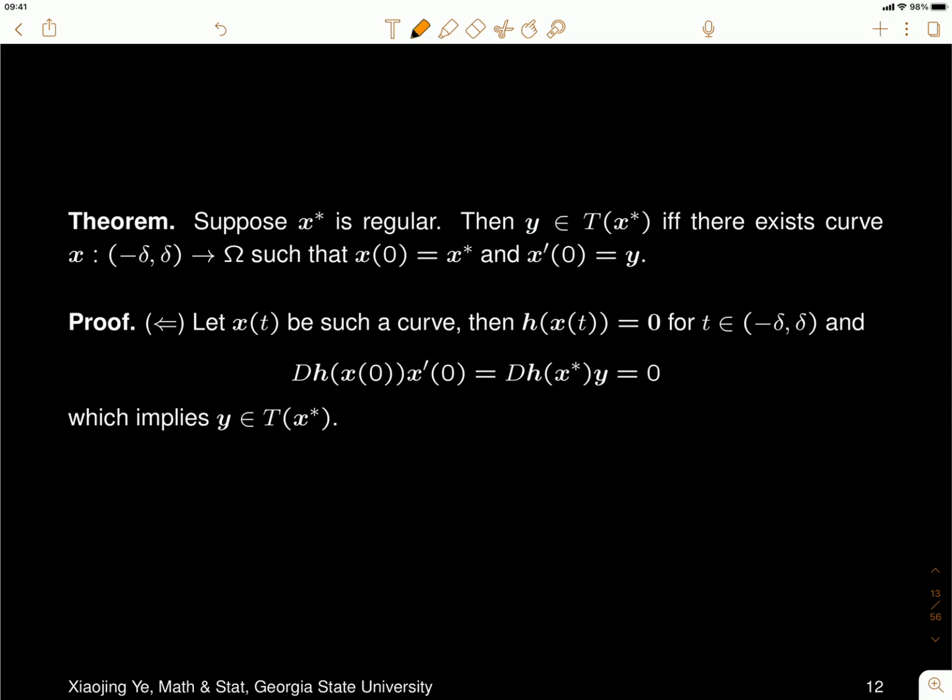By that we mean, again, the Jacobian, if you like, always write the vector notation. The Jacobian of h at point x star has a full row rank. Okay, full row rank. So the rank of this equals m, the number of components in h. And then y is in the tangent space of x star if and only if there exists a curve.